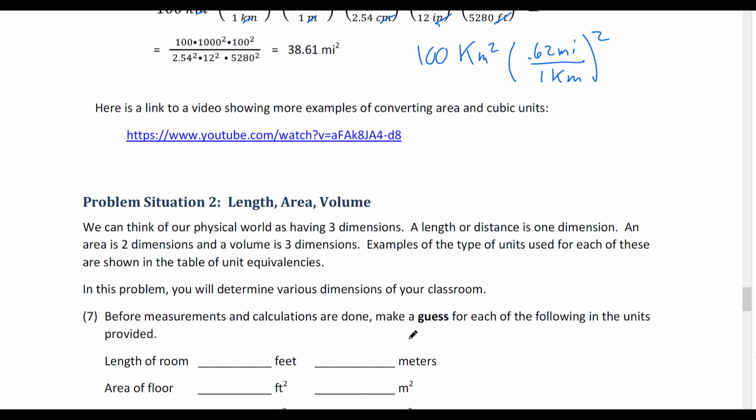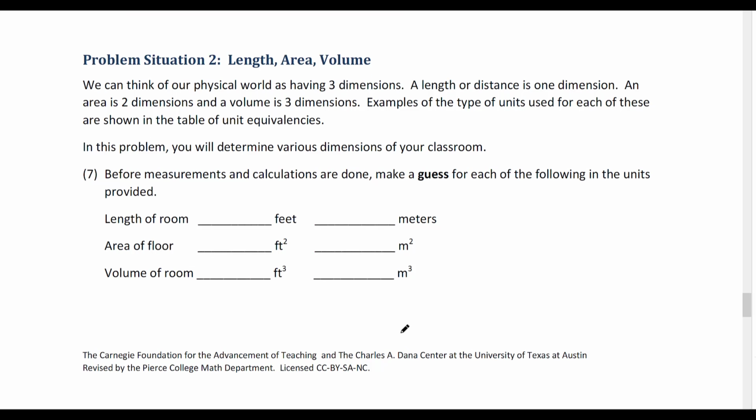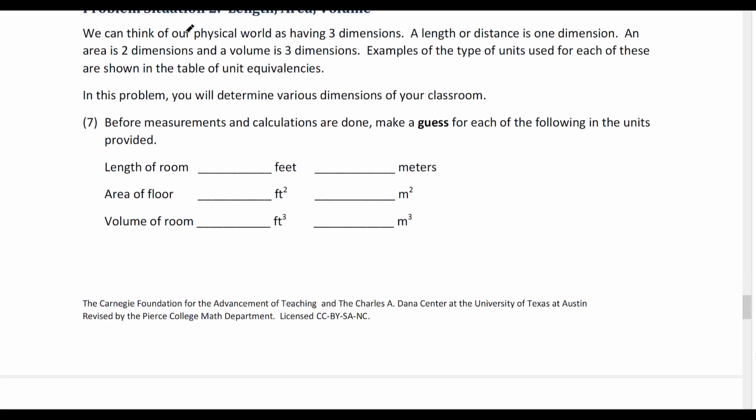So okay, let's talk about doing some problems now. We have length, area, and volume. We've done length. We can think of our physical world as having 3 dimensions: length or distance in 1 dimension, area in 2 dimensions, and volume in 3 dimensions. Examples of types of units used for each of these are shown in the table of unit equivalencies.